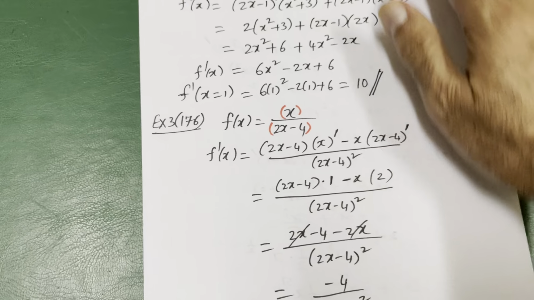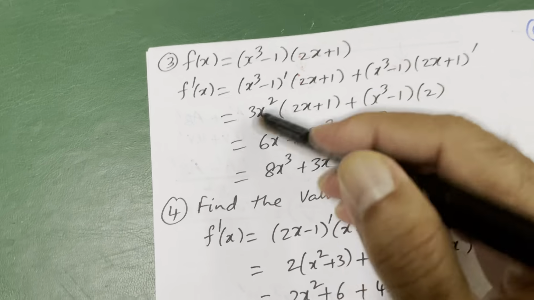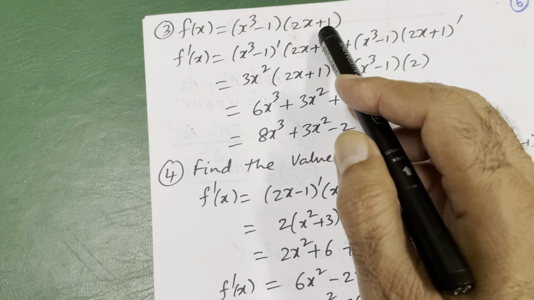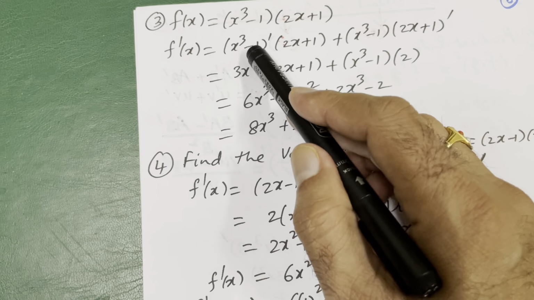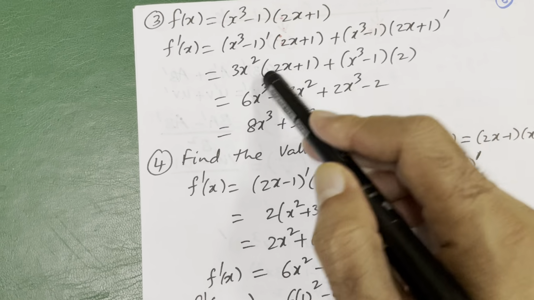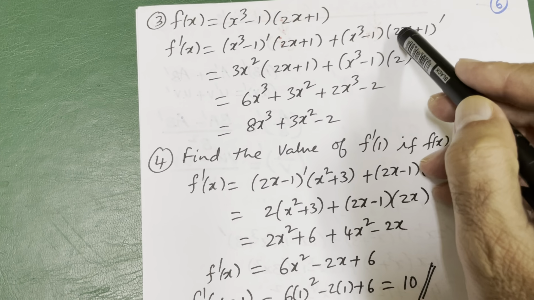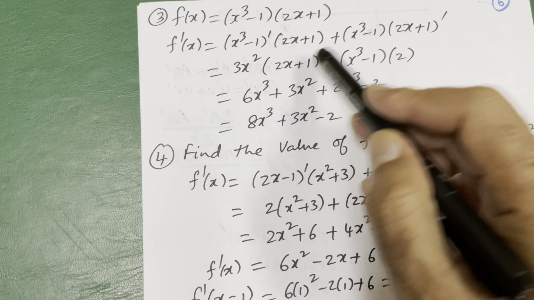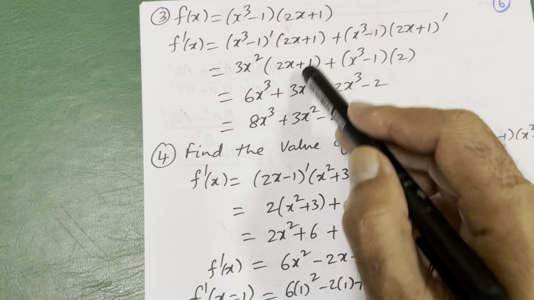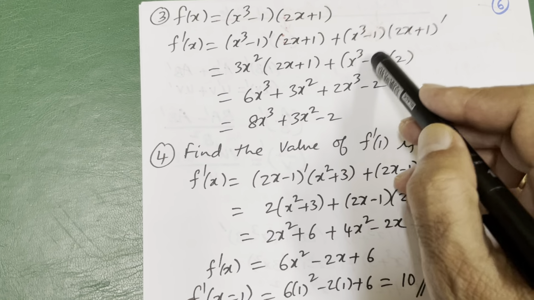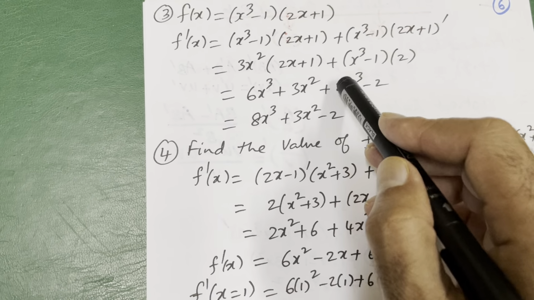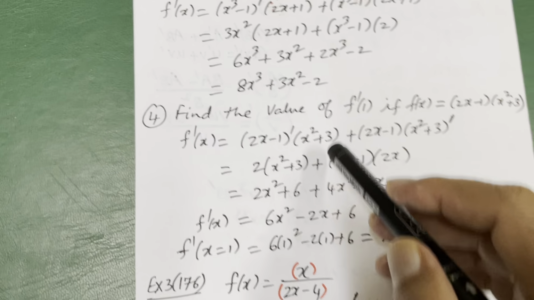Now the next rule is the quotient rule. But still, more on the product rule. Very simple it is. (x cube minus 1) into (2x plus 1). Here the first derivative, here the second derivative, you have to write it. 3x square times (2x plus 1), plus (x cube minus 1) times 2. 2x derivative is 2, 1 derivative is 0. Multiply: 6x cube plus 3x square, plus x cube into 2 minus 2. So when you add 2 plus 6, 8x cube, plus 3x square, minus 2.